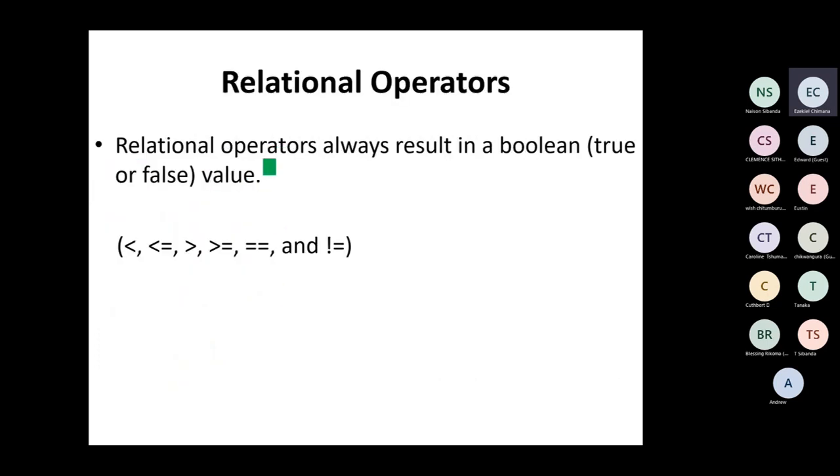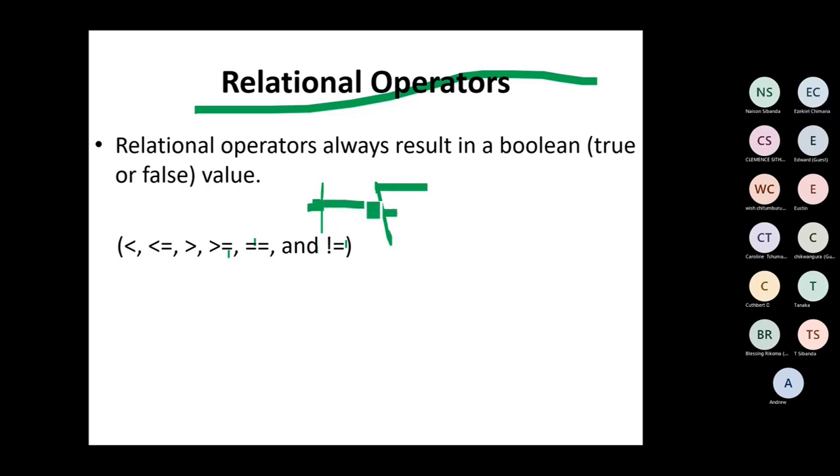We have what we call the relational operators in Java. Relational operators always result in a Boolean, which is a true or false value. Whenever you use greater than, less than, greater than or equal to, less than or equal to, the equal sign, or the not equal sign, it will result in a Boolean value, which is true or false.